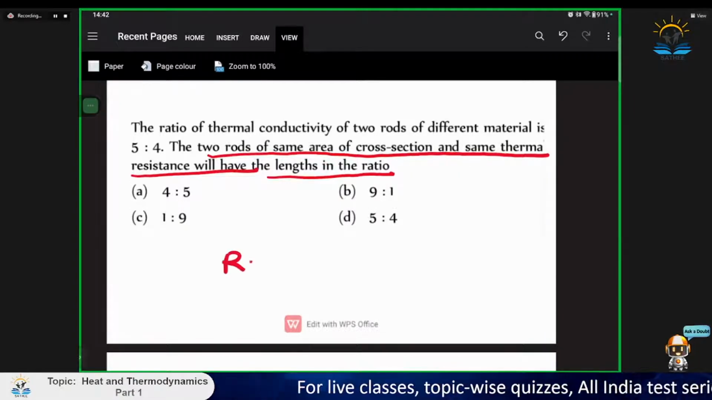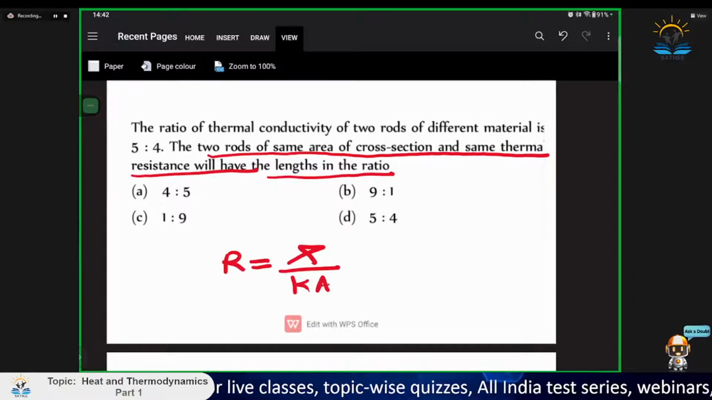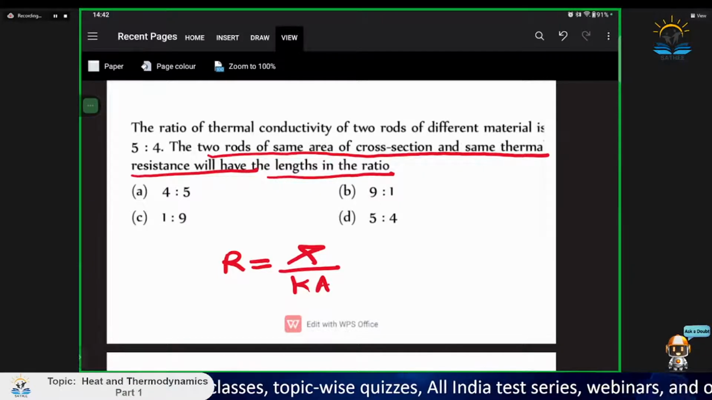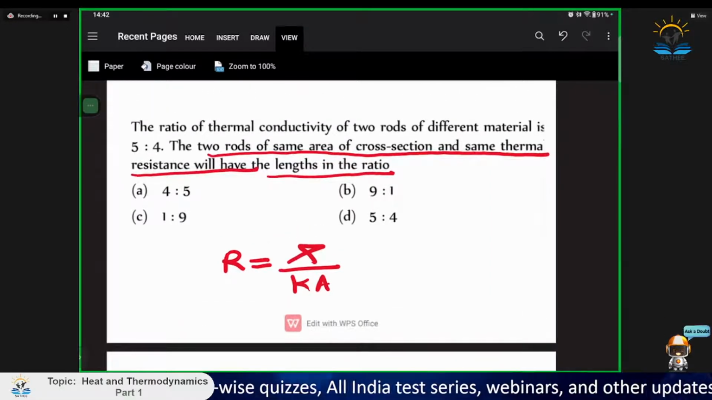I wrote already R is equal to L by KA. I hope everyone knows that actually. No need to know how we got all. Okay. R is equal to L by K.